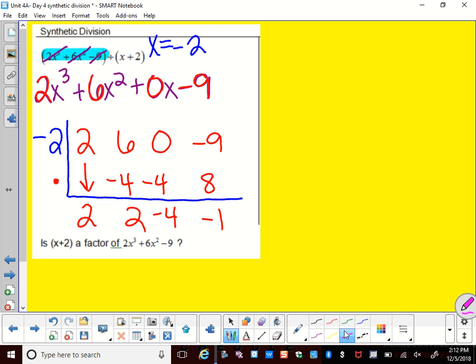-1. For this, I want you guys to use your calculator so you don't mess up. If you try to do everything in your head and you mess up just one little number, it throws everything off. I am looking to see if our last number is a 0. Is that a 0? No. Okay. So, is x plus 2 a factor? Our answer is no. If it's not a 0 at the very end, it is not a factor.